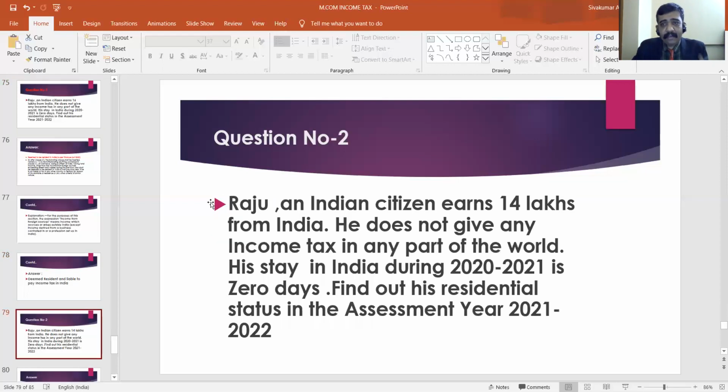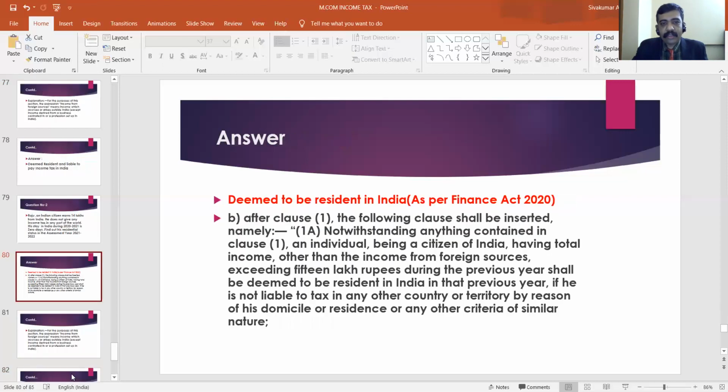Okay. Now, another question for you. I may read the question. Raju, an Indian citizen, earns 14 lakhs from India. He does not pay income tax in any part of the world. His stay in India during 2020-2021 is 0 days. Find out his residential status in the assessment year 2021-2022.